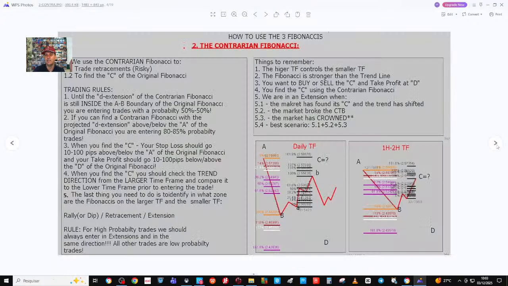Alright. Thank you, Olga. The contrarian Fibonacci, we use the contrarian Fibonacci to, number one, trade retracements, which is risky, and to find the capital C of the original Fibonacci. Until the sub the extension of the contrarian Fibonacci is still inside the AB boundary of the original Fibonacci, you are entering trades with a probability 50-50. Number two, if you can find the contrarian Fibonacci with the projected sub the extension above or below the capital A of the original Fibonacci, you are entering 80-25% probability trades, alright?